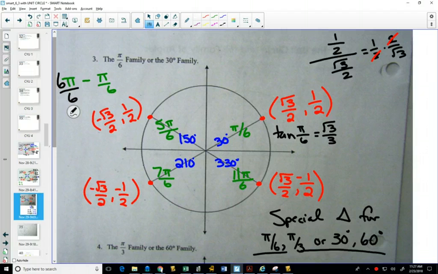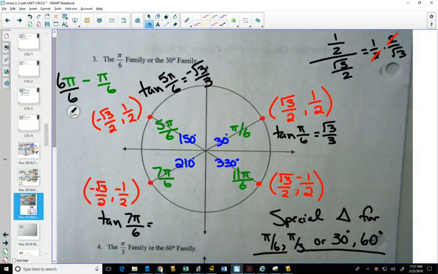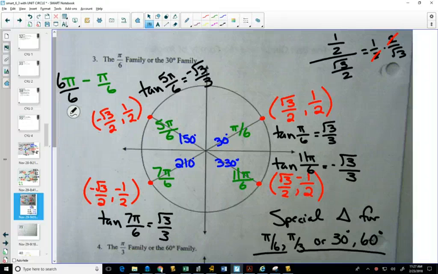And if you know tan in quadrant 1, well, then you know tan in quadrant 2. Tan of 5 pi over 6 is negative root 3 over 3. In quadrant 3, tan of 7 pi over 6 will be positive root 3 over 3. And in quadrant 4, tan will be negative again, negative root 3 over 3.